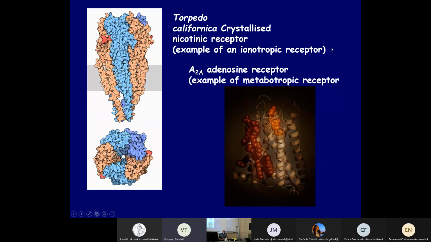Nevertheless, it was possible to have some models of specific receptors. The first receptor crystallized was the nicotinic receptor from Torpedo californica. It is a fish. This fish has a very big nicotinic receptor, and it was some years ago possible to crystallize this type of receptor, and so we know that nicotinic receptor is an ion channel receptor. You see here on the picture the model.